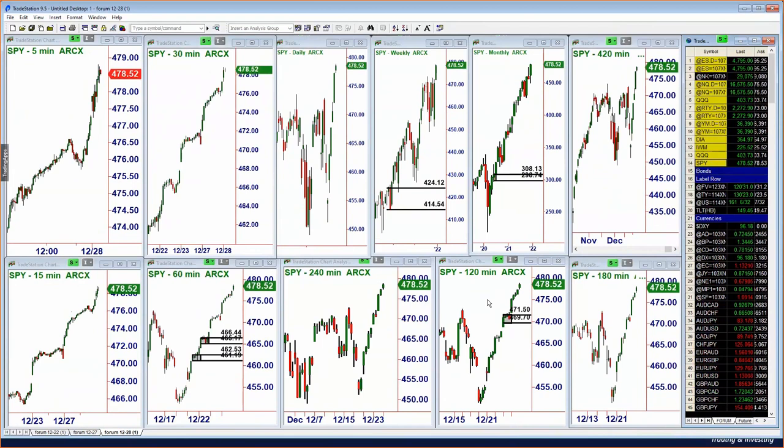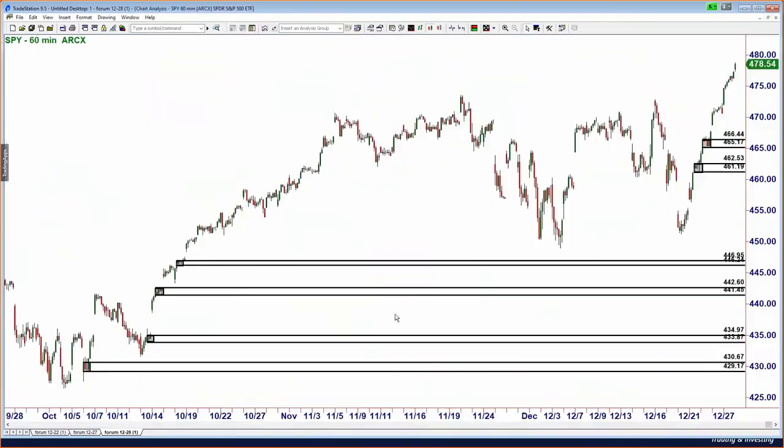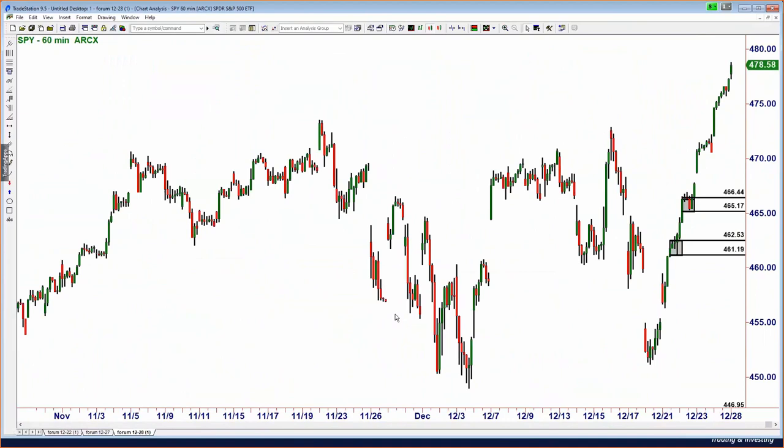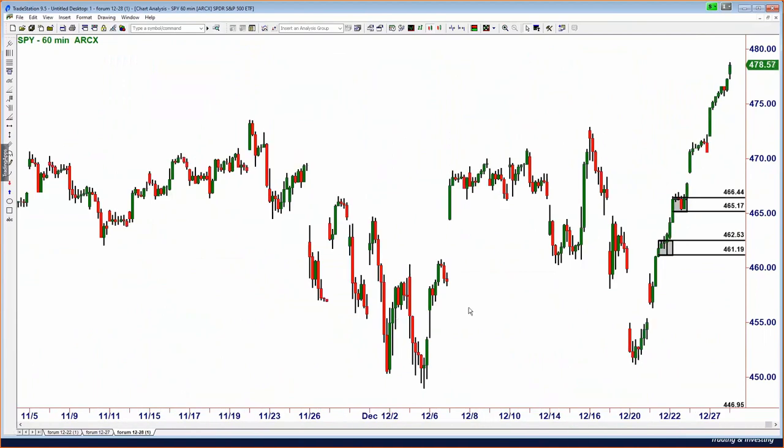So the higher probability demand zones: we do have a new footprint of demand up here around 471.50. Akira, I know you're asking for SPY, but the higher probability demand zones are likely found down here, starting at 466.50. And the higher probability one than that would be down here at 462.50.